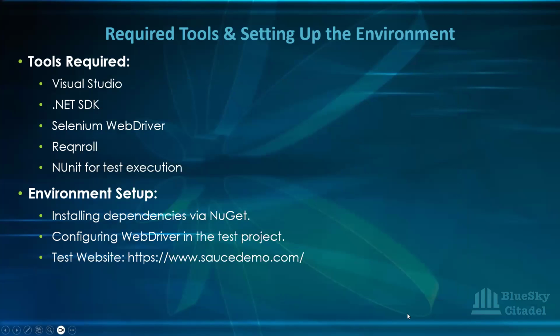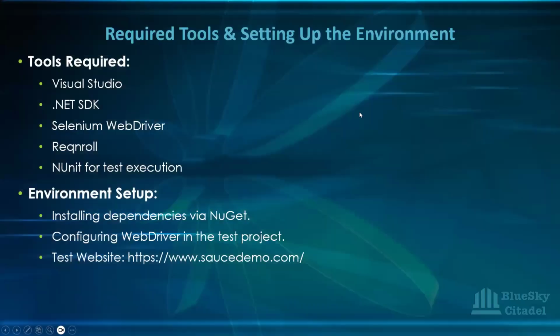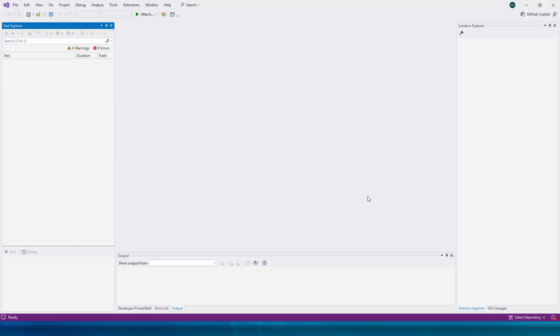So once you've installed it, you would have your Visual Studio like this, Visual Studio 2022. You have to click on continue without code. So this is how the IDE actually looks like. You can customize your IDE. This is where we'll run our code. This is our integrated development environment.